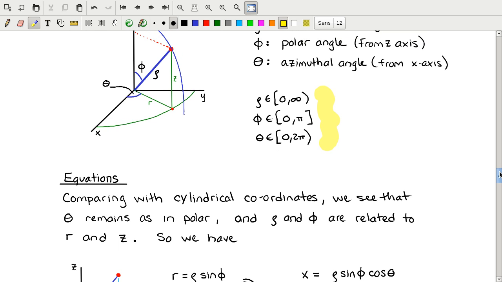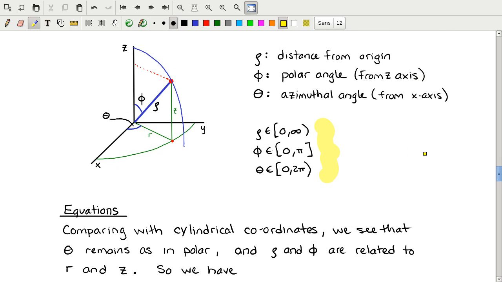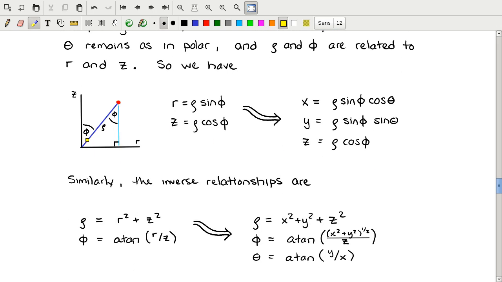The equations relating spherical coordinates to Cartesian coordinates can be obtained by means of cylindrical coordinates, which we're already familiar with. If we look at this image, we have this rho and this angle phi, and rho, r, and z here make a right triangle. Let's look at that right triangle a little more carefully down below. Here it is again, our right triangle, with rho, this would be the height z in the old cylindrical coordinate system, and the radius r. And we can see that rho and phi are related to r and z.